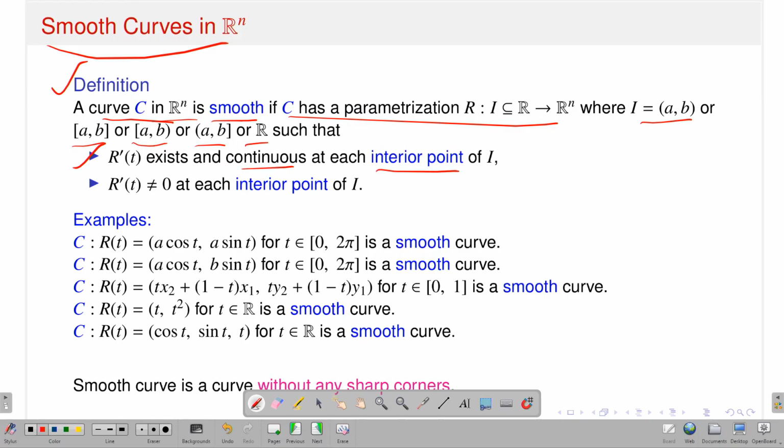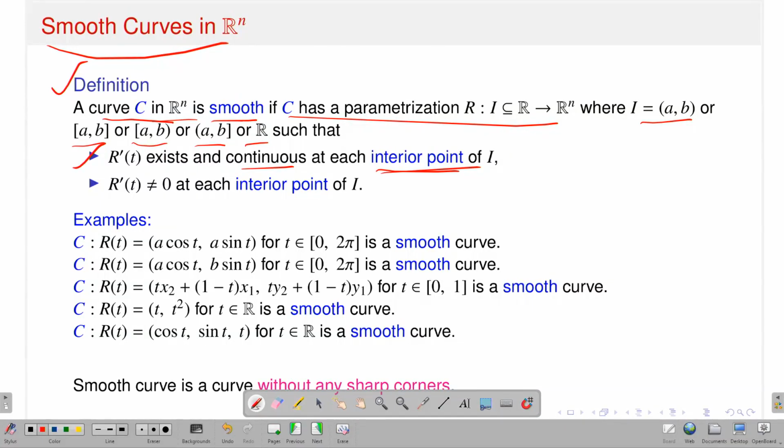So, that means of course, a curve means capital R is a continuous function, that is always there, but on top of that I want it to be smooth. That means R should be differentiable. Not only that, the derivative should also be continuous at each interior point of the interval I, and not only that, the derivative should be non-zero at each interior point of I. If that is the case, then I will say that my curve is a smooth curve in Rn. Okay?